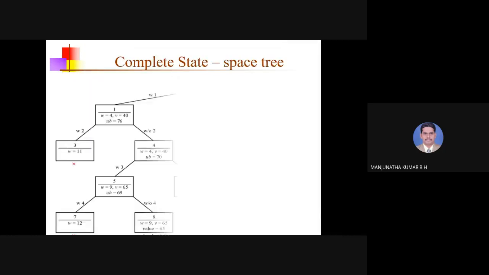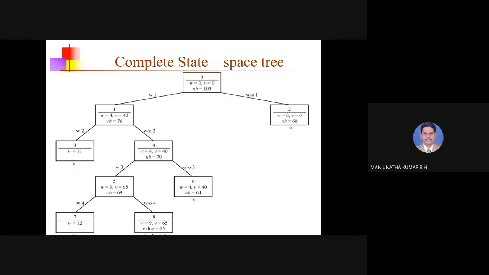So now observe here. This is the complete state space tree that we have constructed till now. Node 0, the root node, upper bound is 100 initially, no items are considered, no profit is gained, so W equals 0, V equals 0.